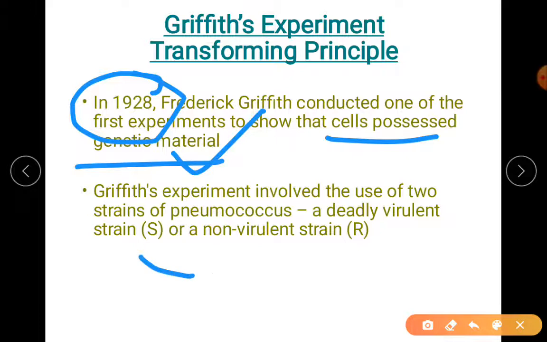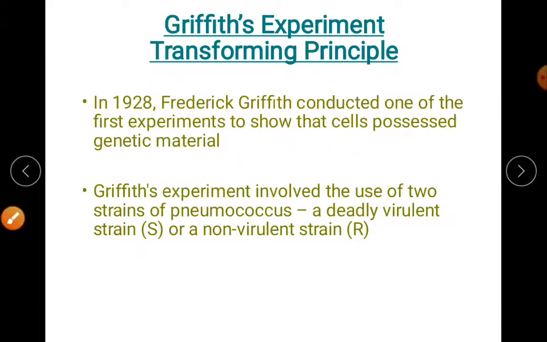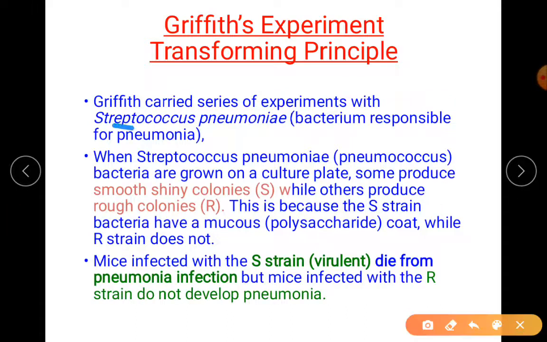So he studied bacteria: pneumococcus, or you can say Streptococcus pneumoniae. We follow Streptococcus pneumoniae from your textbook. He studied two strains of this Streptococcus pneumoniae. It causes pneumonia, a deadly disease. He grew this in his lab on a culture plate. So he had two strains.